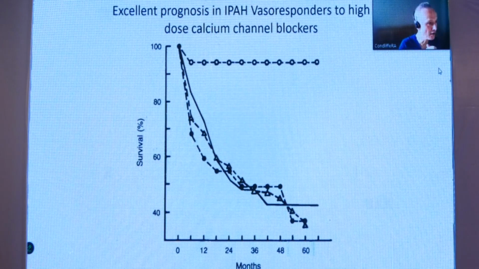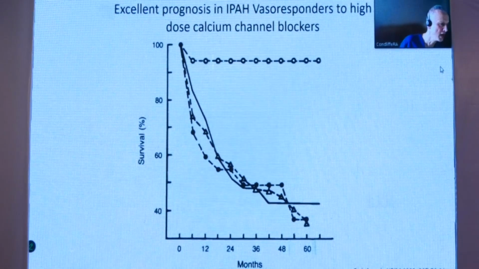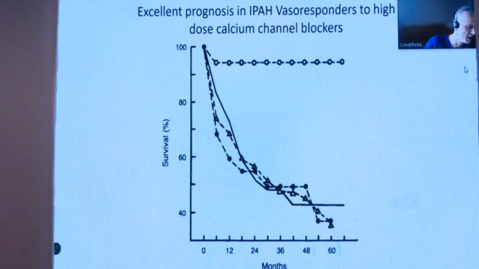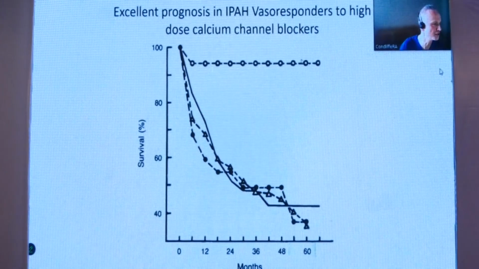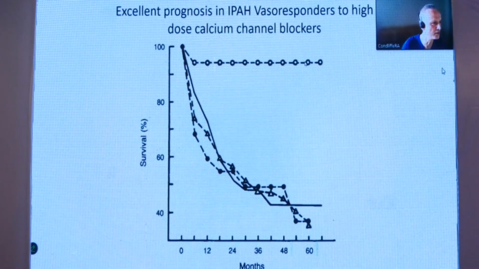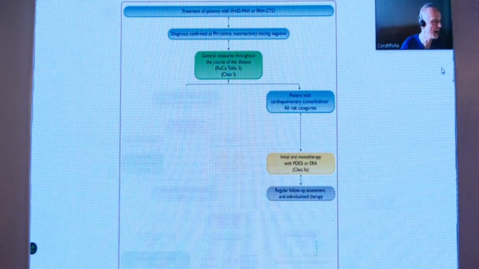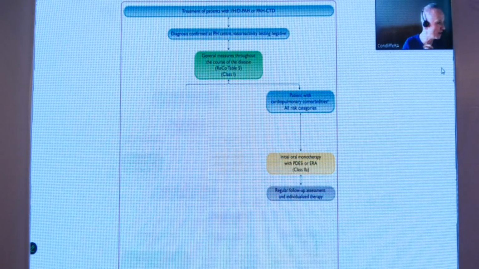Importantly, around 10% of people with idiopathic PH will exhibit acute vasoreactivity to inhaled nitric oxide. 50% of those will have a really great prognosis with high-dose calcium channel blockers. That's one of the reasons why right heart catheterization is really important, especially considering idiopathic PH. We give them inhaled nitric oxide and we identify these patients who will have a very good outcome if you treat with the correct drug. So how do we put these drugs together?